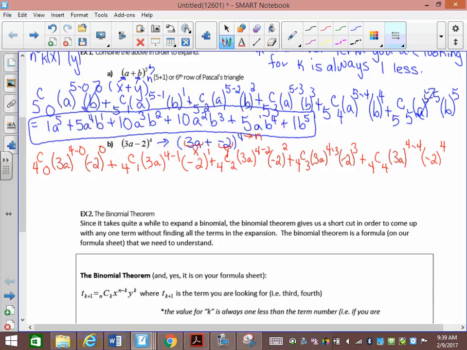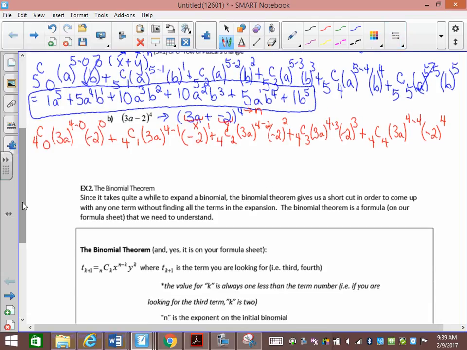So 4 choose 0. If I have 4 and I choose none, there's one way to do that. And we get 3a to the 4. This is where people err. We're going to have to do this answer, and then we're going to have to keep going, because you have to remember to raise the 3 to that exponent as well, which is what everyone forgets. So it's 3 to the 4, a to the 4. Negative 2 to the 0 just cancels.